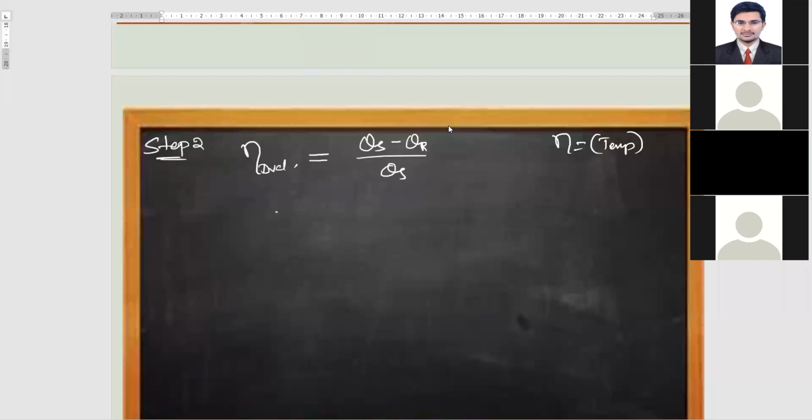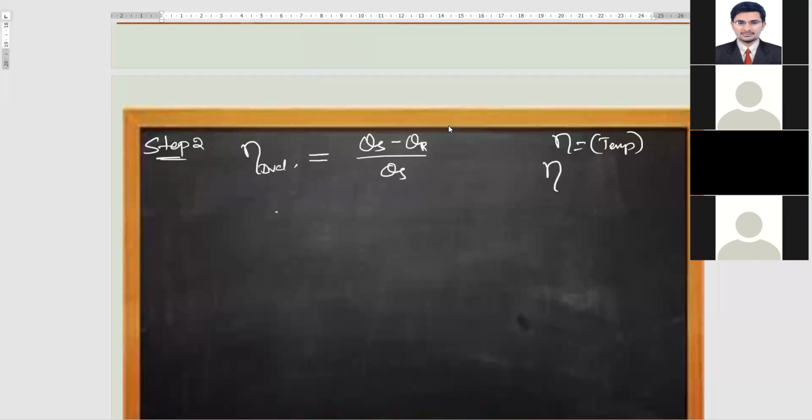Okay, next now. We will write what? Step 2, efficiency of the cycle. There are two types of equations you will get. One is in terms of heat supplied minus heat rejected divided by heat supplied. This is one, in terms of heat. Next one, one more is in terms of temperatures. All terms will be temperatures. That I will write here.